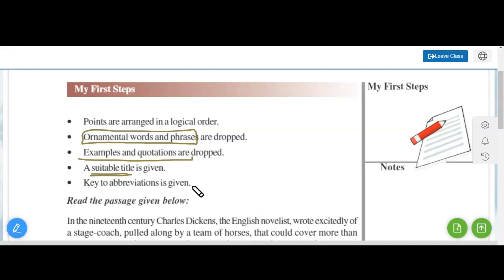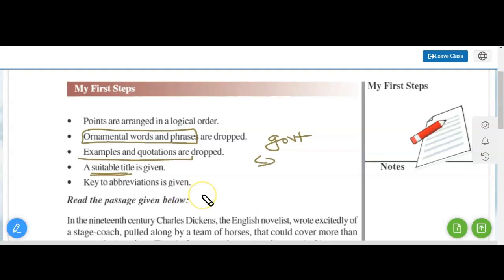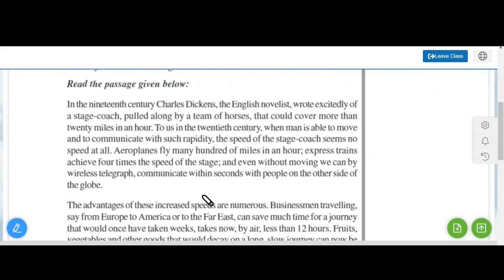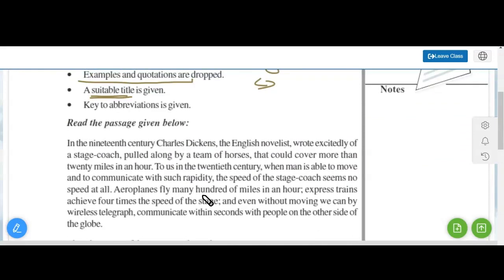Key to abbreviations is given. When you use some abbreviation, like for government you are using GOVT, you can write below what are the abbreviations that you have used here. Don't make confusing abbreviations. So if you go for this passage, you can read it and then you can see how to make a note.